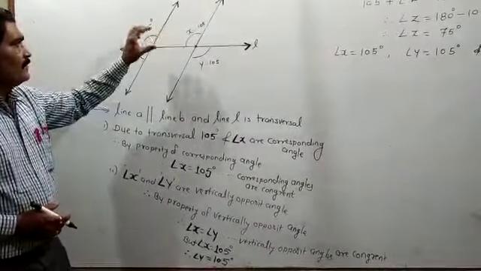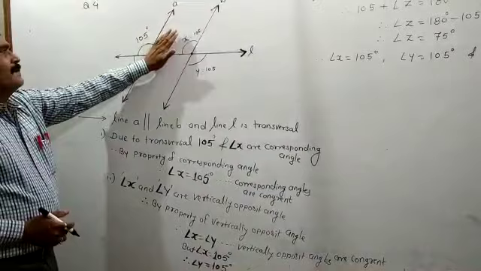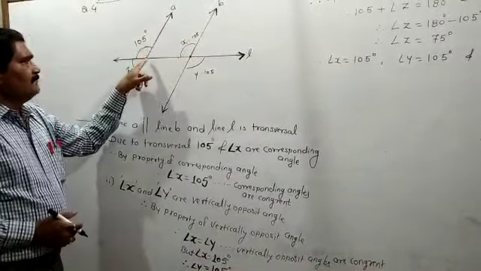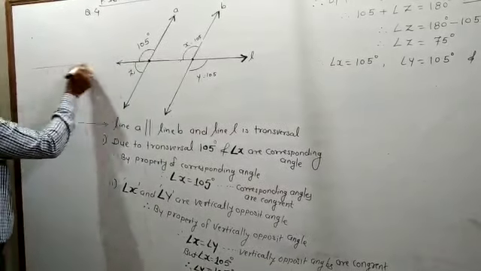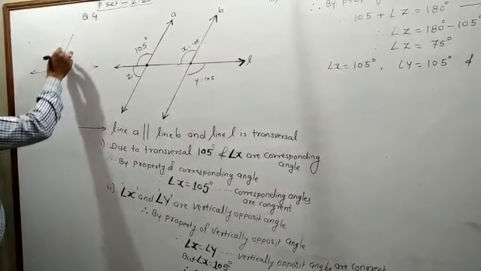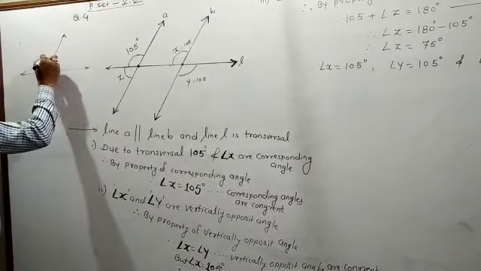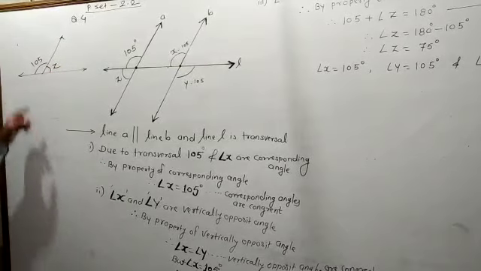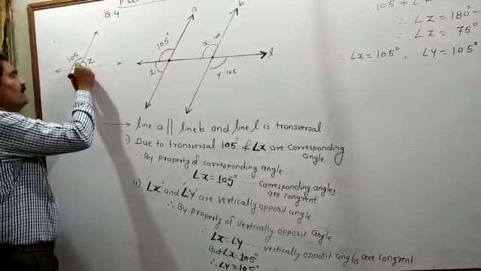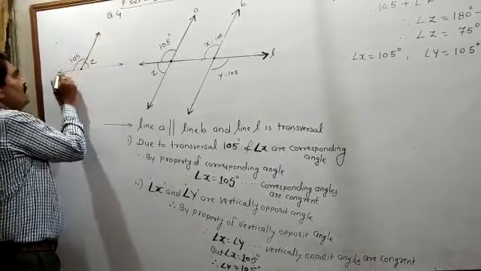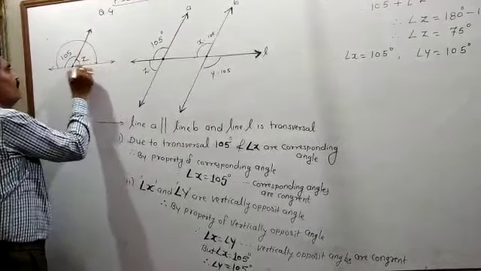Then in the third part you have to find Z. If you remove this figure and observe this figure, then this 105 and Z are a linear pair of angles. The figure is like this. This angle is 105 and this one is Z. This angle and this angle are a linear pair of angles, because they have one common vertex, one common arm, and the uncommon arms form a straight angle. The sum of these angles will be 180 degrees.